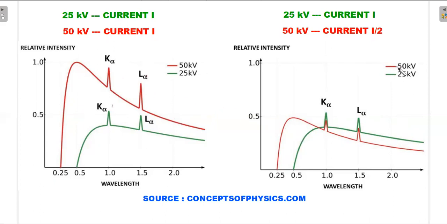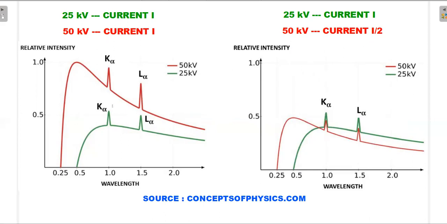Okay, so the red one, which is still at 50 kilovolt but half the current, comes down, but the peak will not match. This peak will be at the same position, but the graph has come down because the number of electrons has been reduced. And the graph, as you can predict, will have the same K alpha and L alpha wavelengths, but there will be some intersection of these graphs. This graph will not lie completely below it. Okay, right. So using this logic of voltage getting doubled and current getting halved, let's try to understand what would happen.